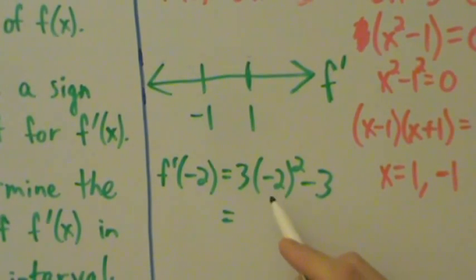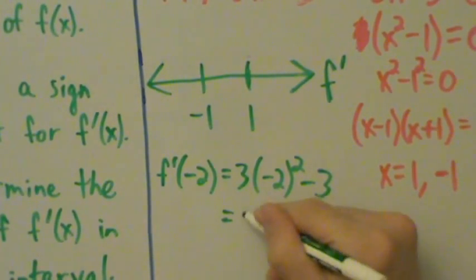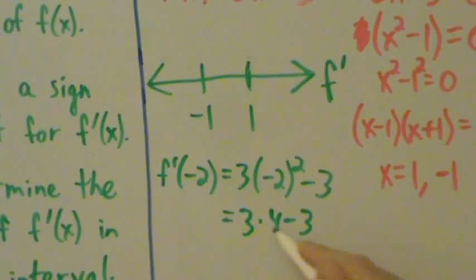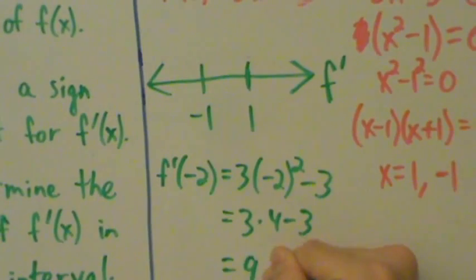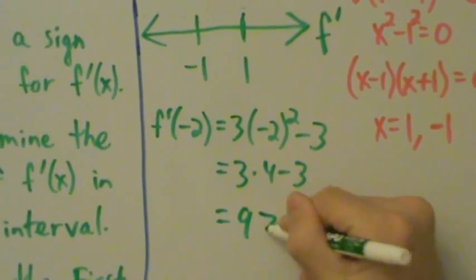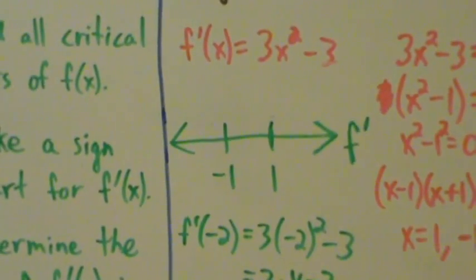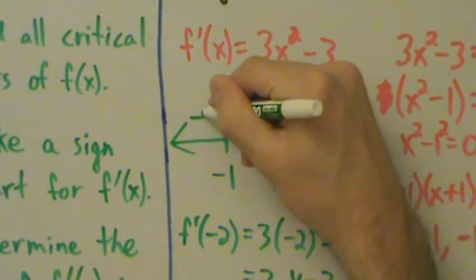-2 quantity squared is +4. Okay, so this is 3 times +4 minus 3. 3 times 4 is 12. 12 minus 3 is 9. So this equals 9, which is positive. Okay? So that means the derivative is positive in this entire interval.